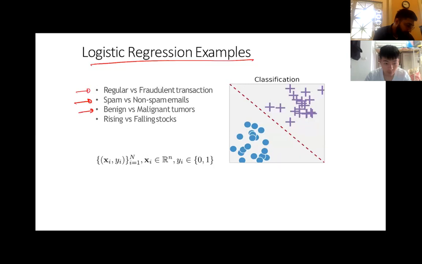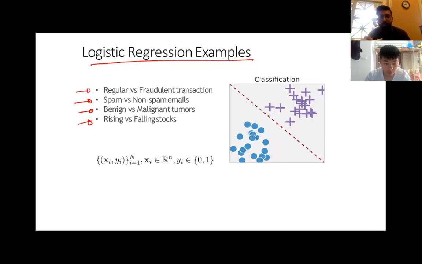Some examples from the medical field: benign and malignant tumor. Let's say you have specifications for a tumor, you know its size, you know its shape, you know its opacity on an X-ray or something like that, and you want to classify whether it's a benign or malignant tumor, you would use a classification type of algorithm.